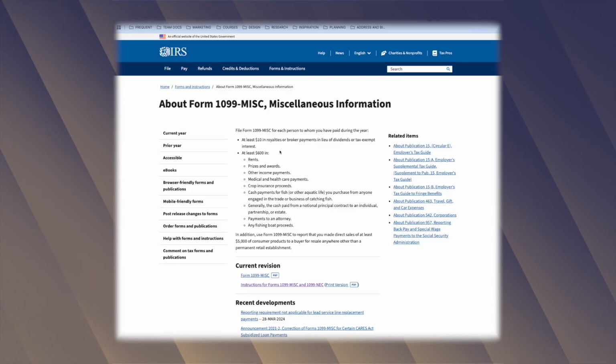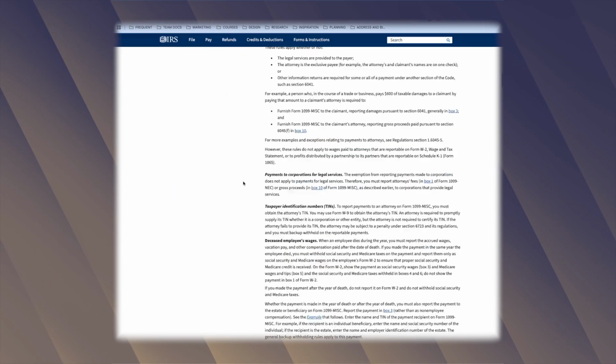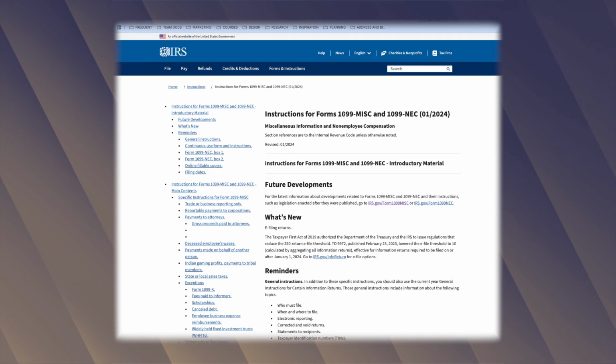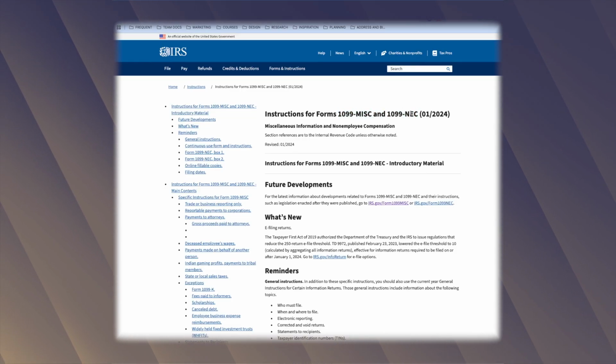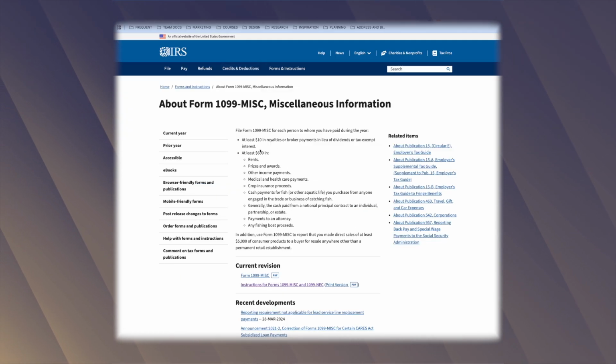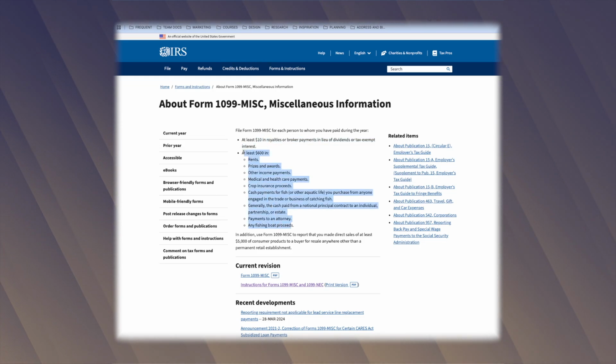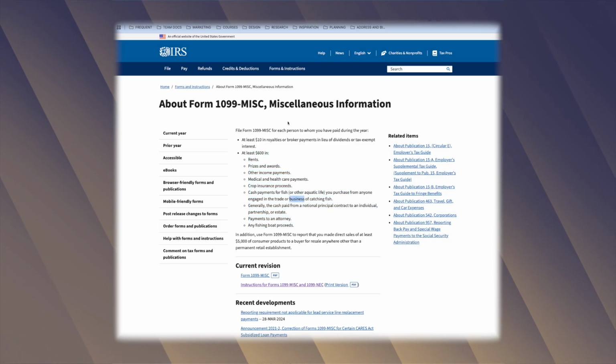About Form 1099. There's two kinds. There's 1099 MISC, and there's 1099 NEC. That's miscellaneous, and that's non-employee compensation. So in short, file a Form 1099 for each person you paid during the year, and at least $10 of royalties, or at least $600 in basically rents, prizes, anything else. Anything engaged in U.S. business.